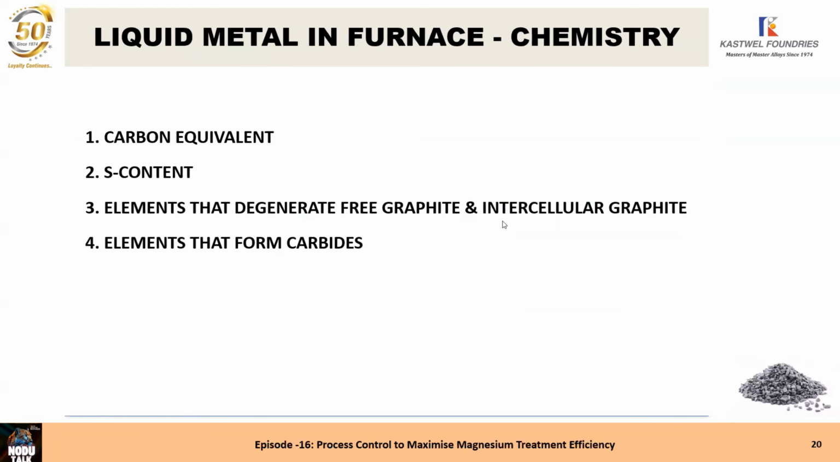The chemistry. First is the carbon equivalent. Second is the sulfur content. Third is the elements that degenerate free graphite and make intercellular graphite. And fourth is the elements that form carbides.